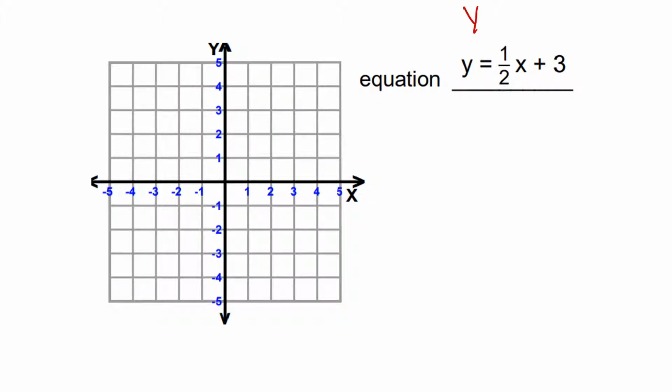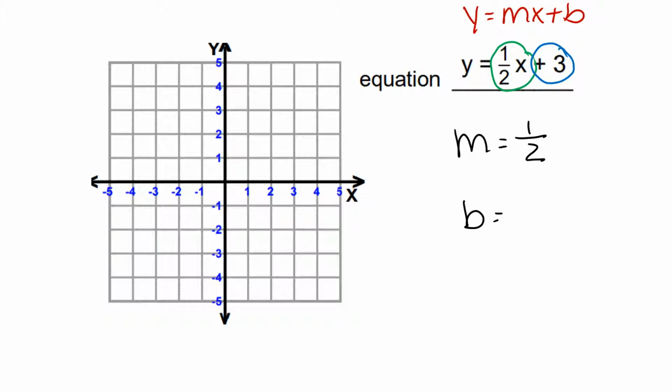Again, we need the equation to be in y equals mx plus b form. This equation is, the y equals is in the beginning, the m and the x, 1/2 x are side by side, and we have the plus b at the end. My m value is 1/2. My b value is a +3. When it comes to graphing the equation, we graph the b value first on the y-axis. The y-axis is the one that runs up and down, so we graph a +3.